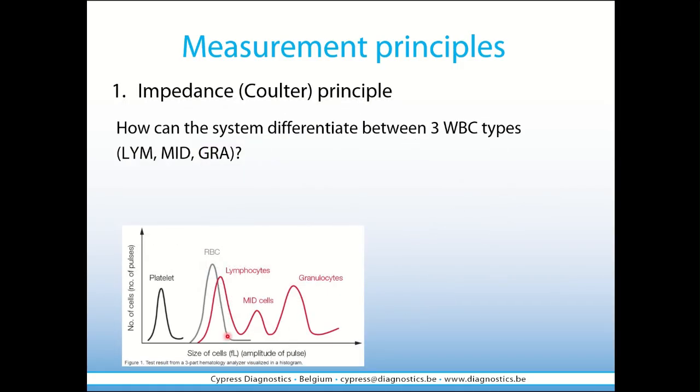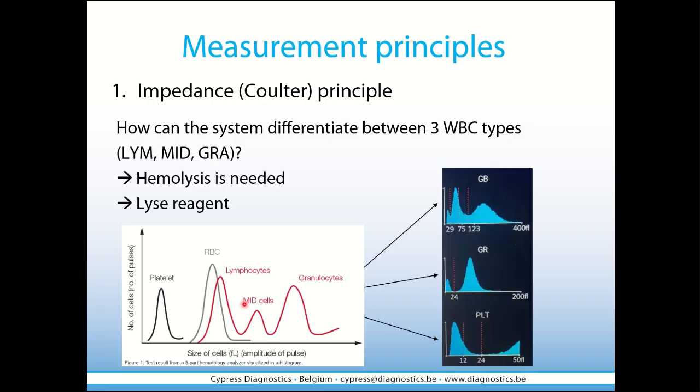But how can the system differentiate between the three white blood cell types, lymphocytes, mid-sized cells, and granulocytes? If nothing would be done, you see that the size of the lymphocytes is overlapping with the red blood cells. The system can use a separate timing or chamber to measure the fractions, but also the lyse reagent is mixed with the blood used for the white blood cell counting. As such, we will obtain histograms for each cell type separately: white blood cells, red blood cells, and platelets.